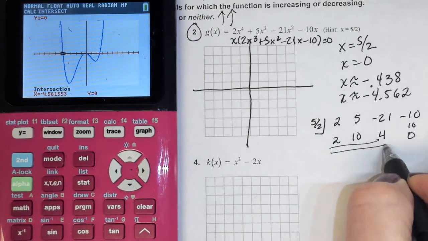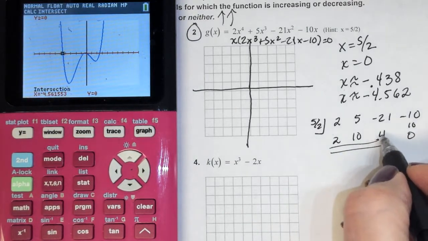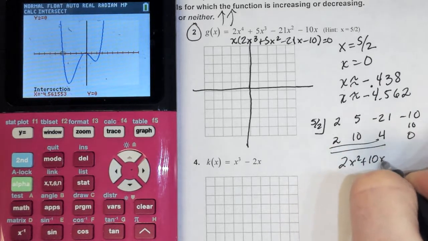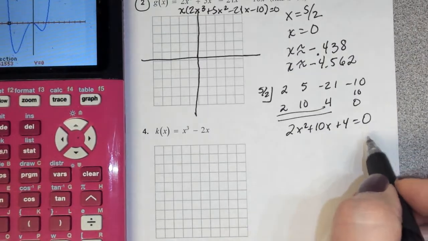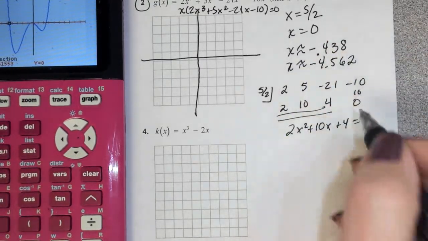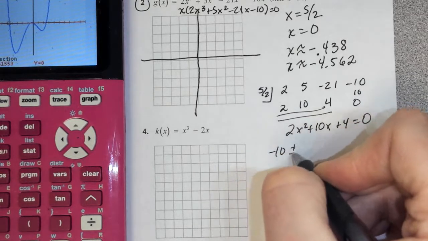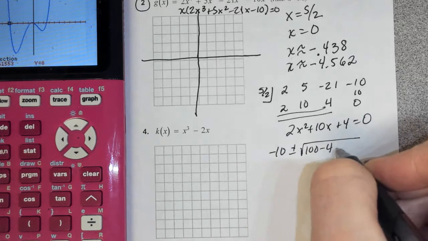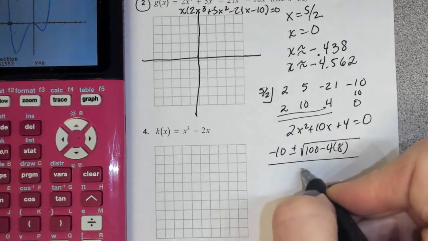Okay, so here's what I'm left with then. So this is my constant, this is my x, this is my x squared. So I'd have 2x squared plus 10x plus 4 equals 0. How can I find those exact zeros now? Quadratic formula. So I could do negative b plus or minus the square root b squared minus 4 times a times c all over 2a.